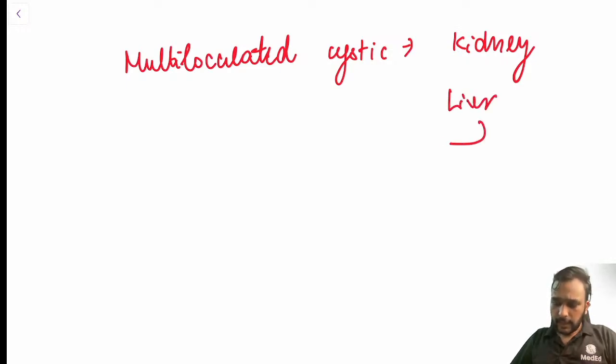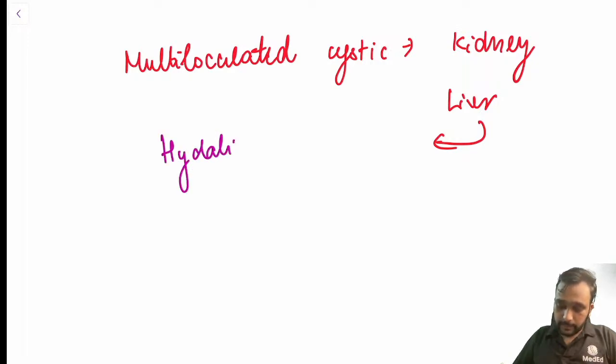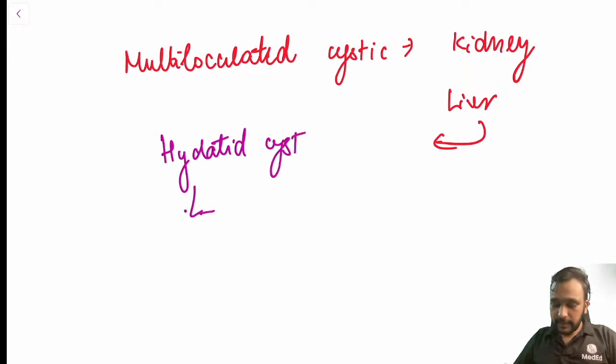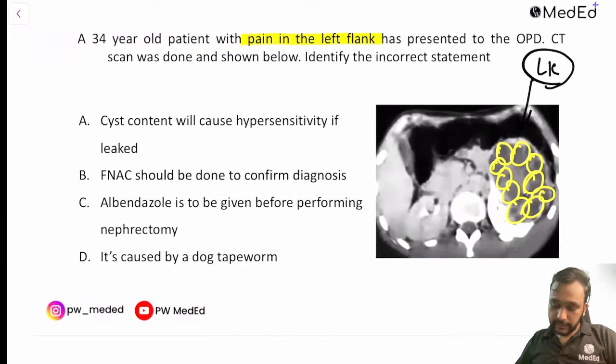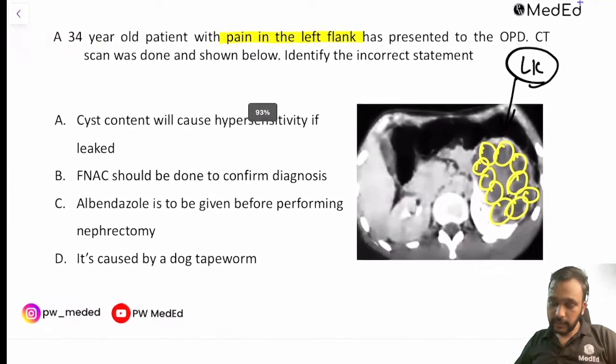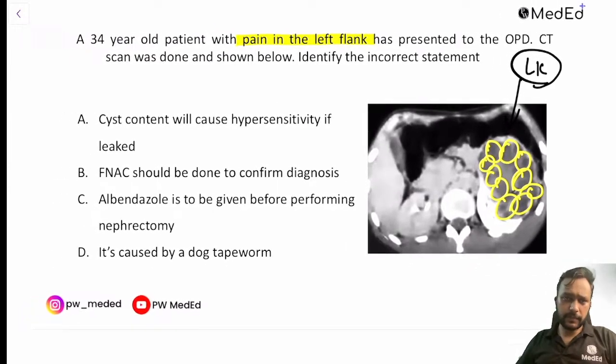It is hydatid cyst of liver. That should come to your mind, right? And what is the classification system that we use for hydatid cyst of liver? It is the Gharbi classification, right? So let us have a look at the options.